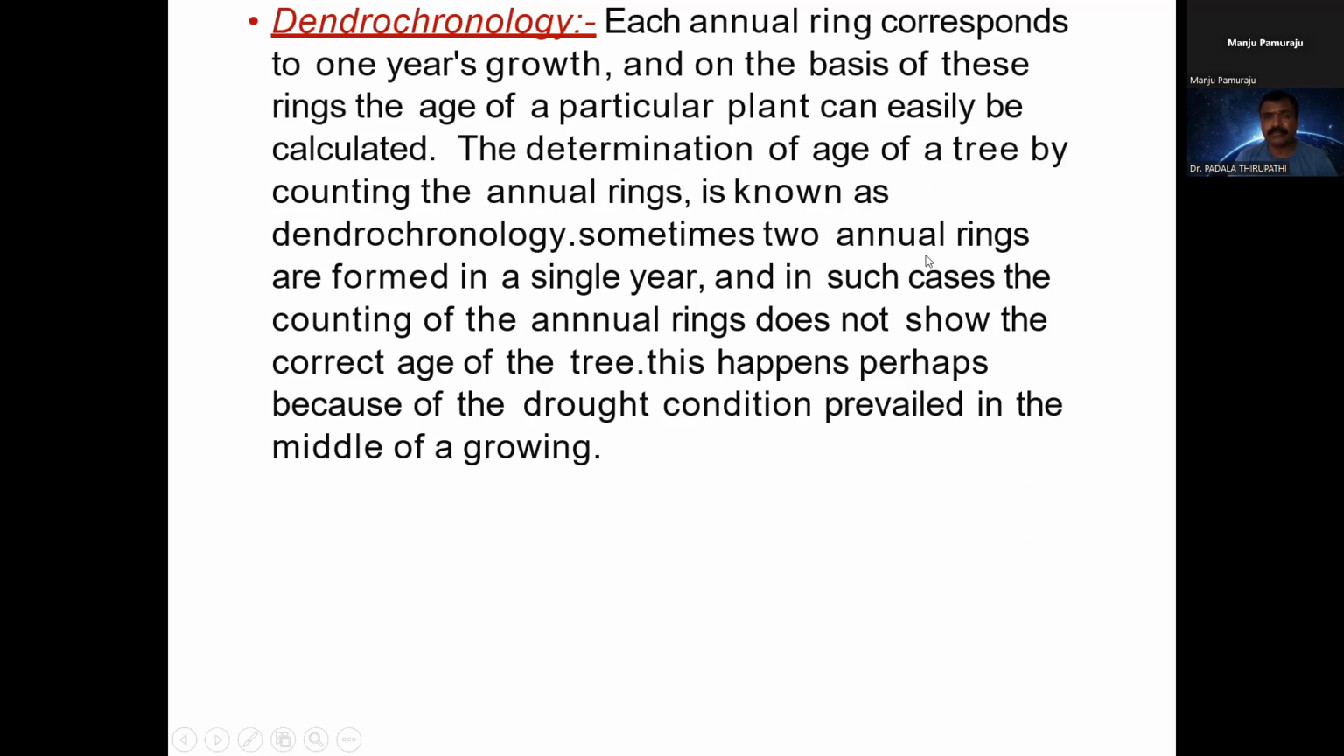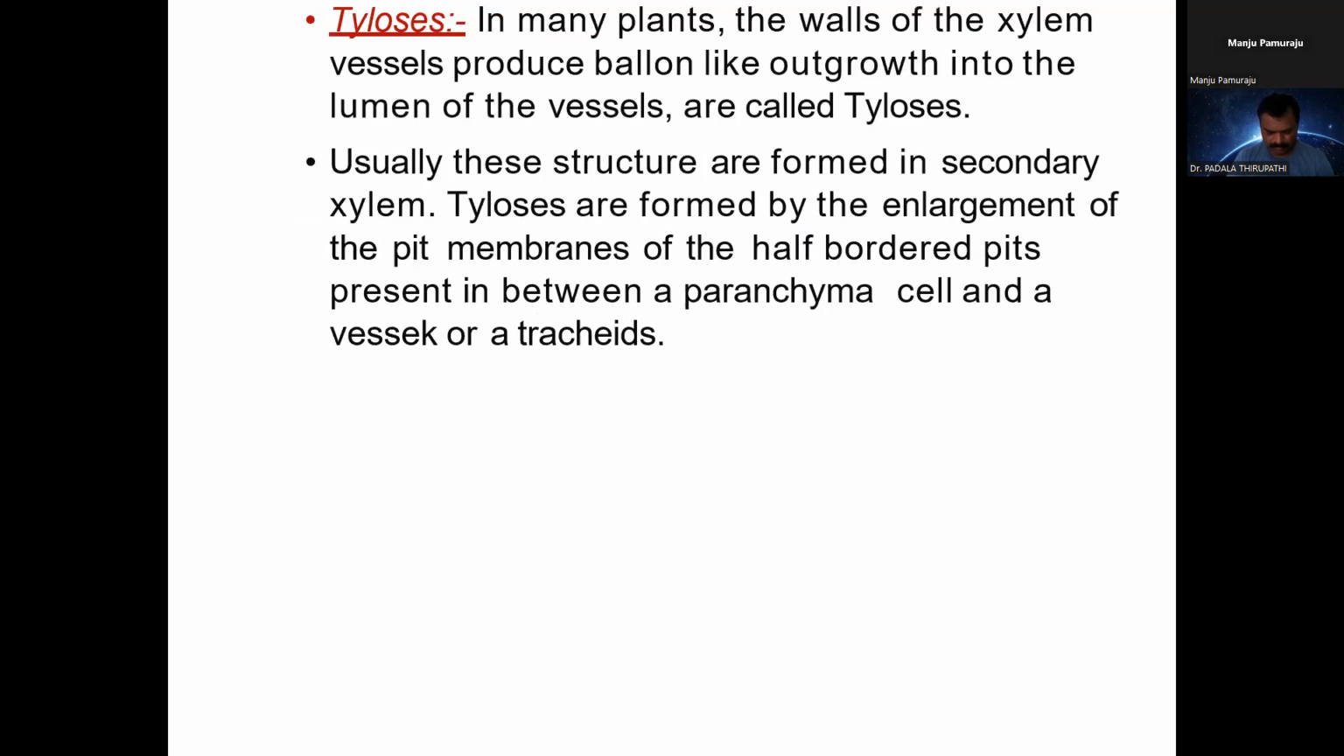Sometimes two annual rings are also formed in a single year. In such cases, counting the annual rings does not show the correct age of the tree. This happens mainly because of drought conditions prevailing in the middle of a growing season. Generally only one annual ring is formed every year, but due to climatic conditions or a change in atmospheric conditions, two annual rings may be produced. In that case, we cannot count the correct age of a tree.